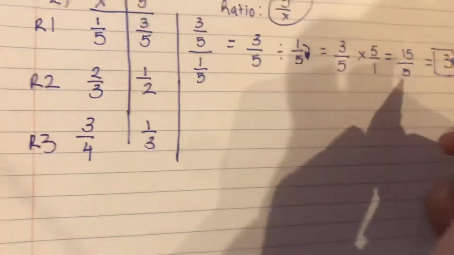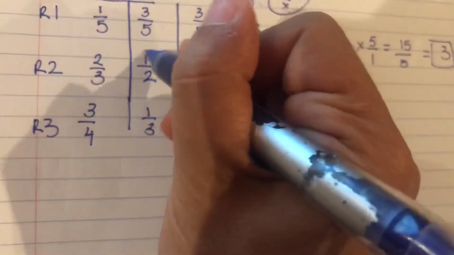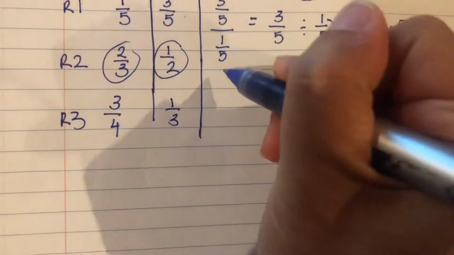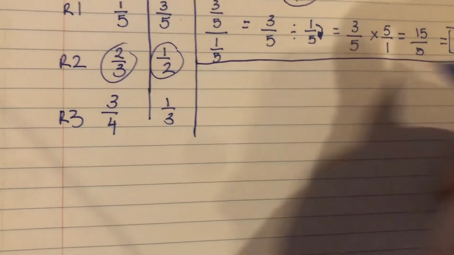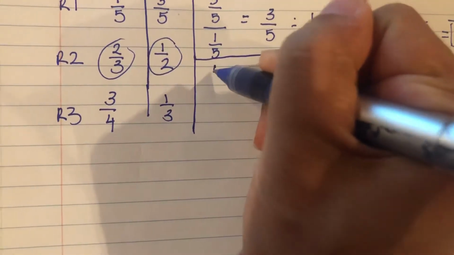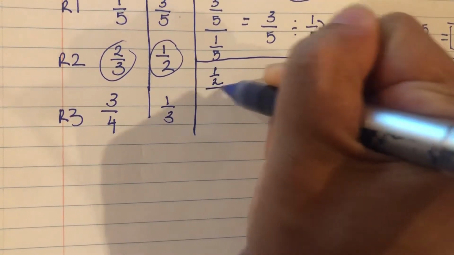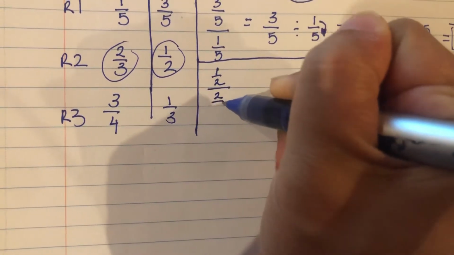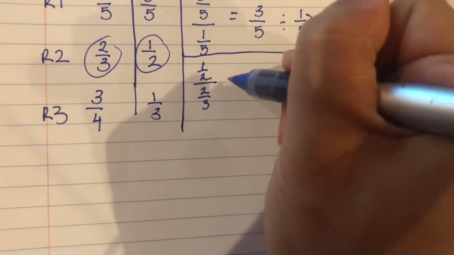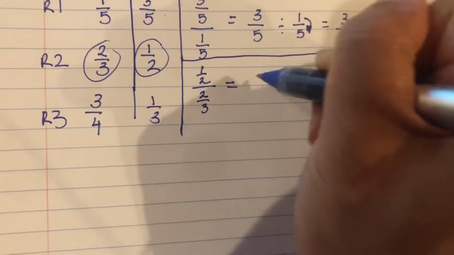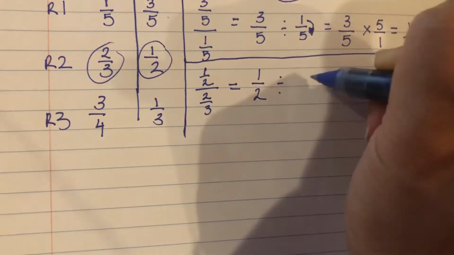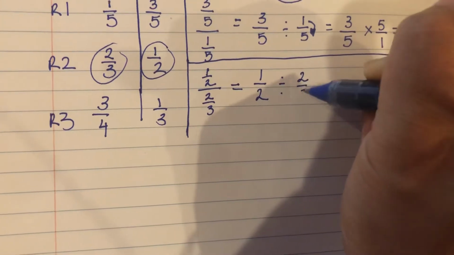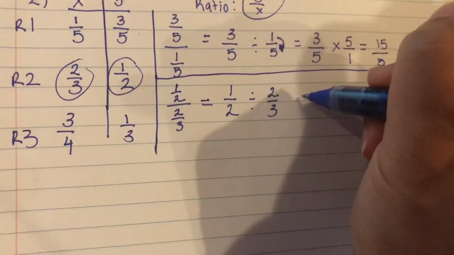Next one, we have 1/2 and 2/3. So I'm gonna just draw a line to separate them. So we have 1/2 over 2/3, and this is the same as 1/2, again divided because a fraction means division, divided by 2/3.